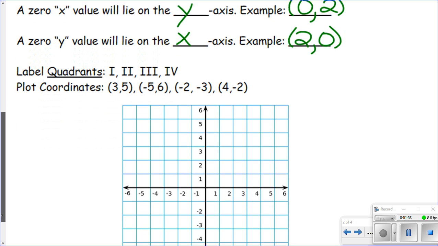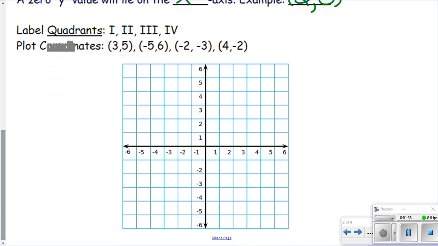We're going to label the 4 quadrants, and then we're going to plot the coordinates. So the 4 quadrants: in the upper right-hand corner, we have quadrant 1. Moving in a counterclockwise motion, we have quadrant 2, quadrant 3, and quadrant 4. Notice they are labeled with Roman numerals.